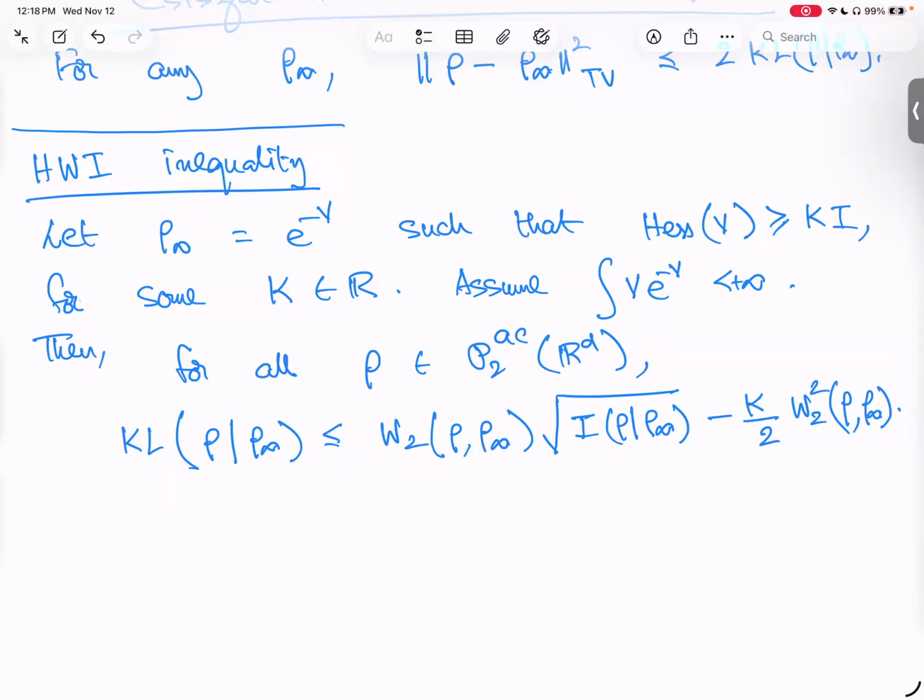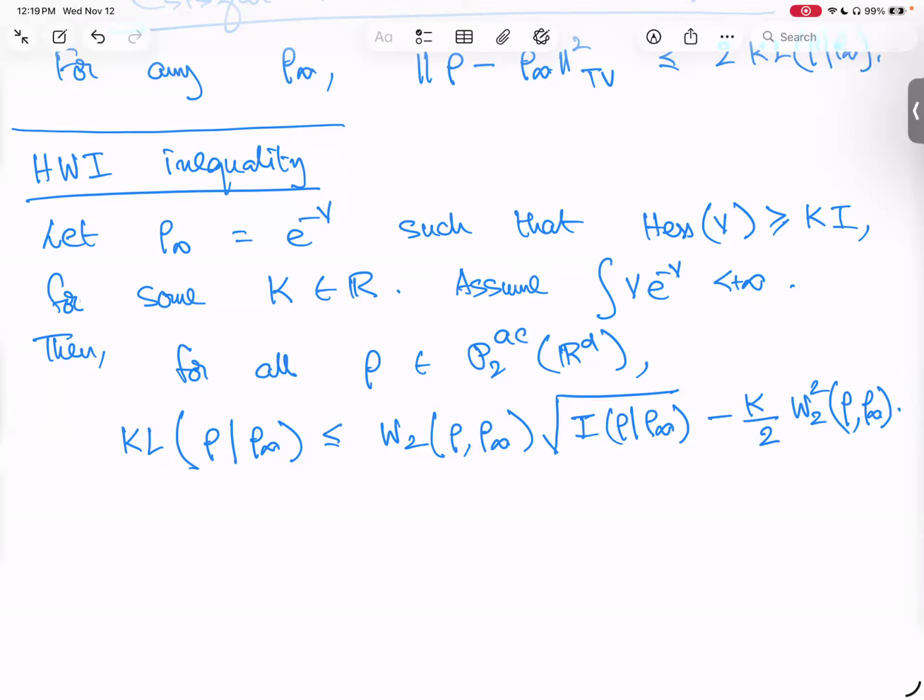What this is saying is that if you have some bound on the Fisher information, then you can control Kullback-Leibler given the Fisher information and the Wasserstein 2 distance, as long as the measure rho infinity is log semi-convex. And the theorem is exactly what we anticipated: the Kullback-Leibler of rho to rho infinity is bounded above by the W2 distance from rho to rho infinity, times the square root of the Fisher information, minus k over 2 W2 squared.